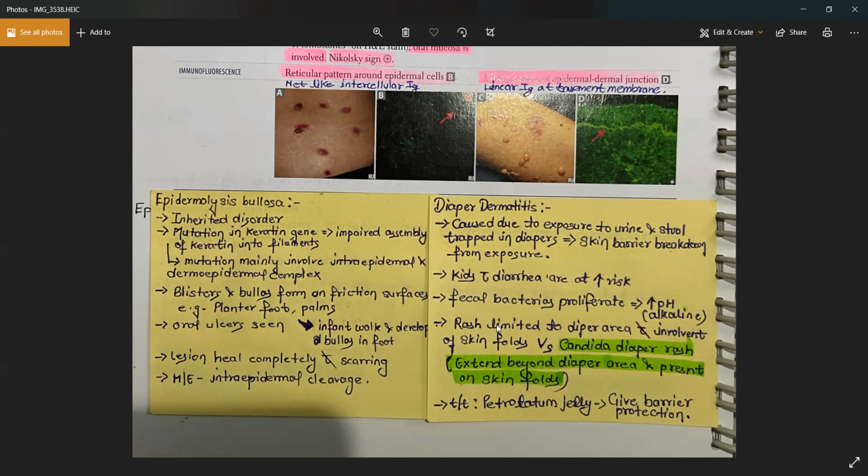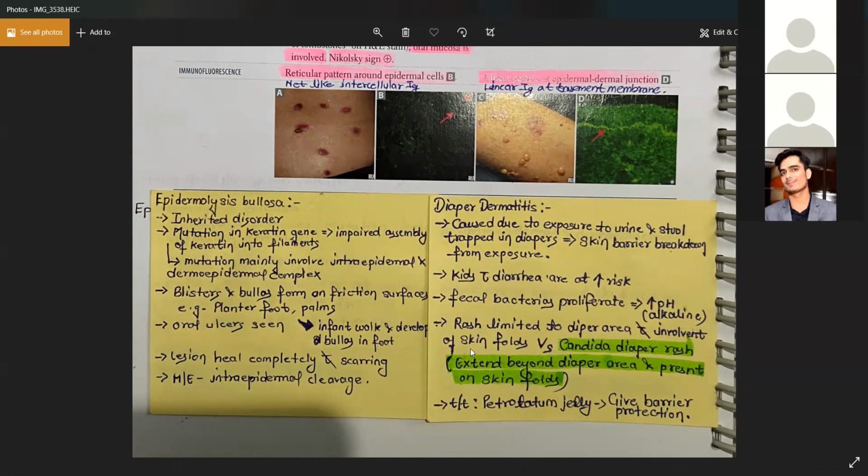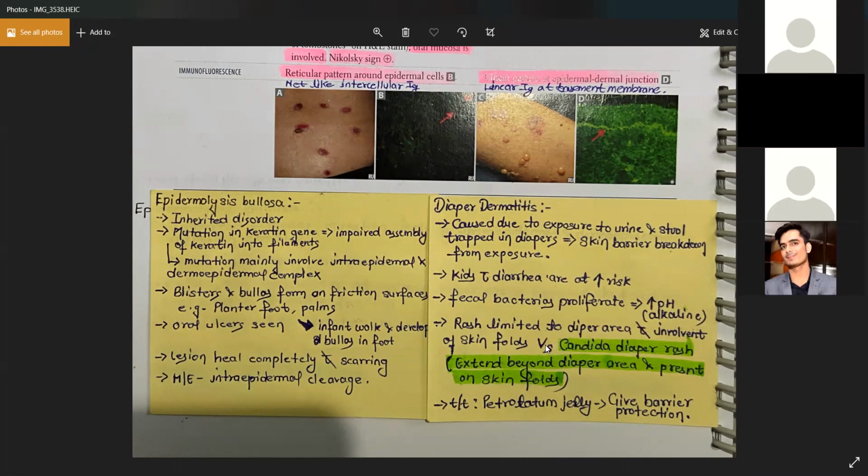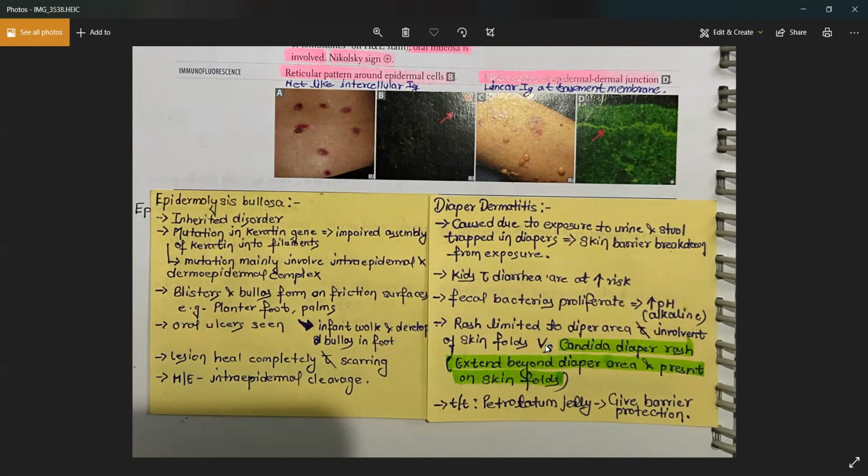Also note that this condition does not involve the skin folds, versus the Candida diaper rash, which involves the skin folds also. The Candida diaper rash will also extend beyond the diaper borders, beyond the diaper area, and the patient will also have the rash on the skin folds, versus a normal diaper dermatitis, where the patient has a rash only in the diaper region without any involvement of the skin folds.